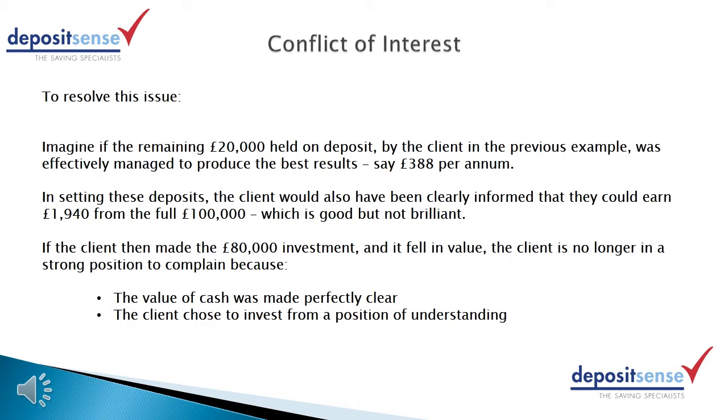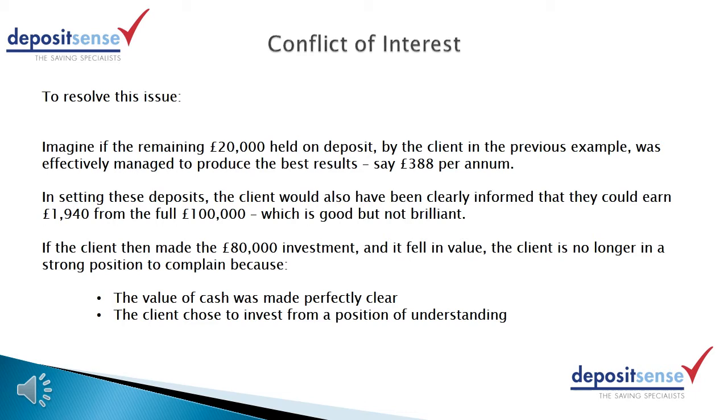Again, depending upon your thoughts and feelings on the answers to the previous questions, to resolve this issue, imagine if the remaining £20,000 that was held on deposit was actually put into the best producing interest rate accounts, and at this moment in time delivering £388 per annum. Which isn't a lot of money, but in setting up these deposits, the client would also have to have been informed that they could be earning £1,940 from the full £100,000. The point here is that whilst this is a good return, it's not brilliant.